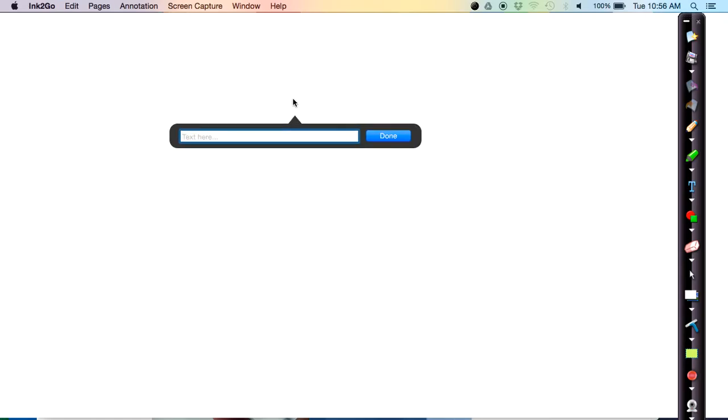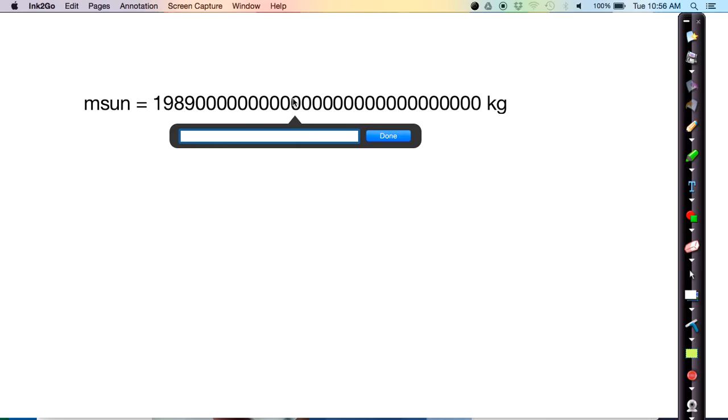So in science, a lot of times we run into either very, very large numbers or very, very small numbers. Like for instance, let's say we're doing a calculation where we're working with the mass of the sun. So the mass of the sun is a very, very large number. Here it is in kilograms.